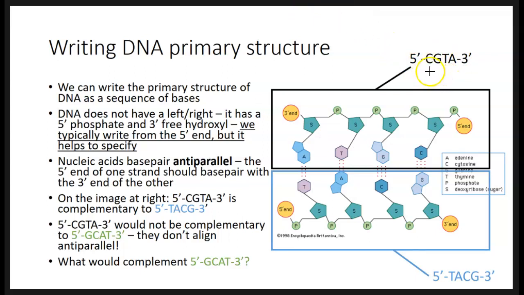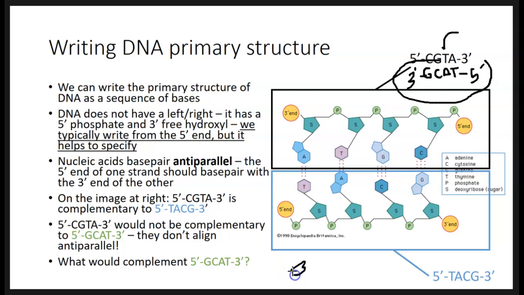But the complementary molecule to that, if we wrote the complementary bases, we have G, C, A, and T. We know that G pairs with C and A pairs with T. But we also need to remember that the 5' and the 3' need to be opposite to each other because these are anti-parallel. So this molecule here, 3' G, C, A, T, is complementary to this molecule here.